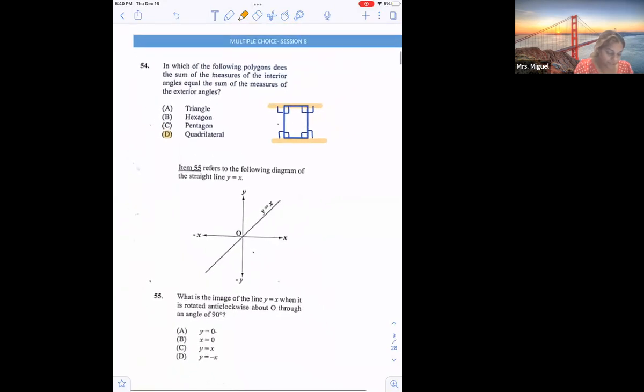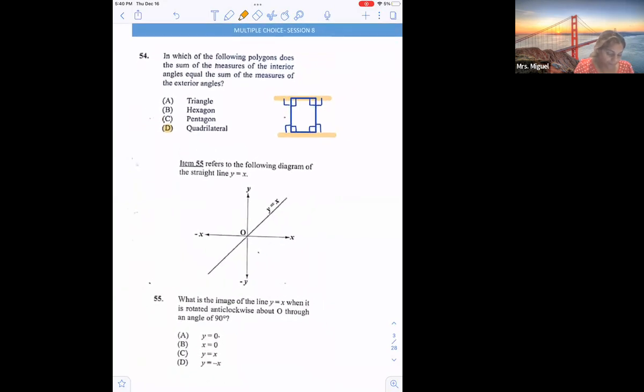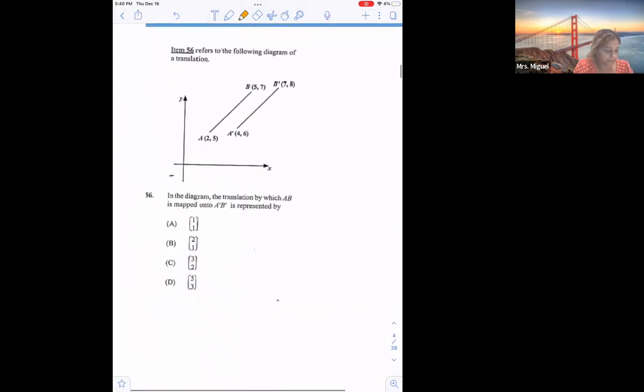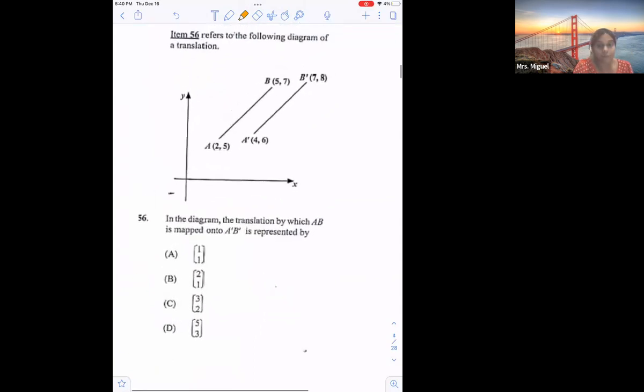What is the image of the line y equal to x when it is rotated anti-clockwise? Anti-clockwise, this will be y equal to negative x. The answer, D as in dog, y equal to negative x. This one comes regularly.